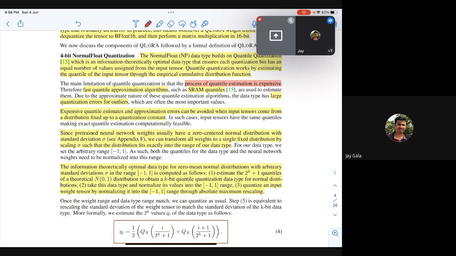So as an effective way, what the authors try to do is basically fix a tensor, making the assumption that the input tensors come from a distribution fixed up to a quantization constant. And when you make this assumption, you can now approximate this calculation and do it more effectively. So by this simple assumption.